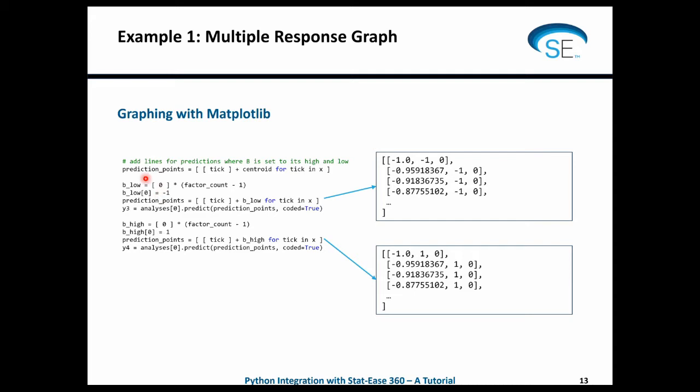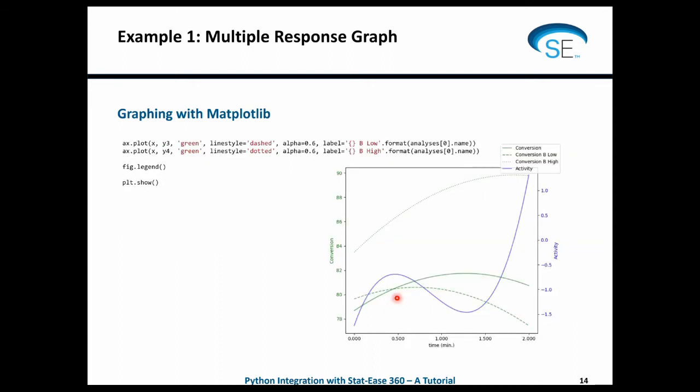Using the same technique here, we can generate some more prediction points. This time we're going to set B to -1 and then to 1 and generate two more sets of predictions with that conversion analysis. You can see we have a similar list of points here with B at its -1 value and then B at its 1 value. If you do that, you get four lines here. So we have sort of an interaction plot for conversion with B at its low and its high as the dashed and dotted lines. And then you've got your activity response and conversion at the centroid, with B at the centroid. So now we're getting quite a good picture of what's going on with our two responses.